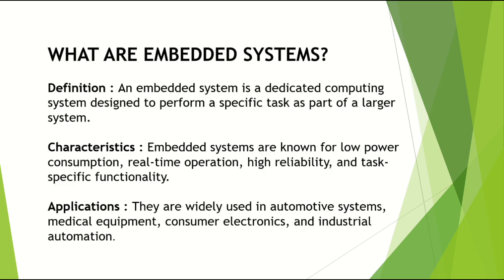So, what are embedded systems? Embedded systems are dedicated computing systems designed to perform specific tasks as part of a larger system. Characteristics of embedded systems are low power consumption, real-time operation, high reliability, and task-specific functionality. They are widely used in automotive systems, medical equipment, consumer electronics, and industrial automation.